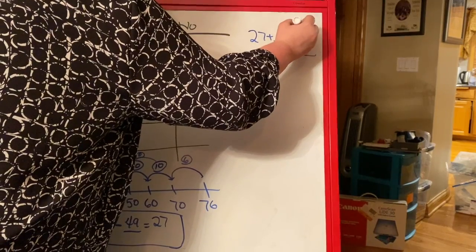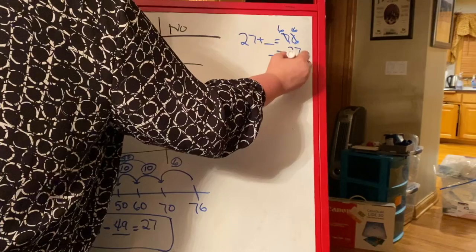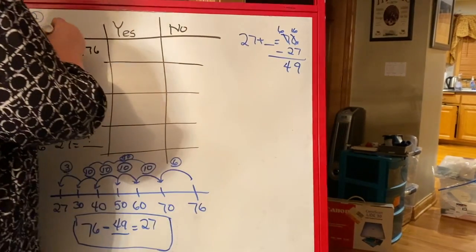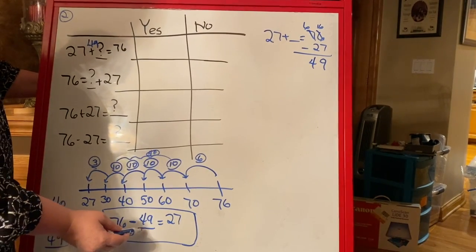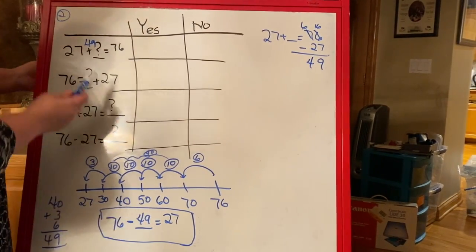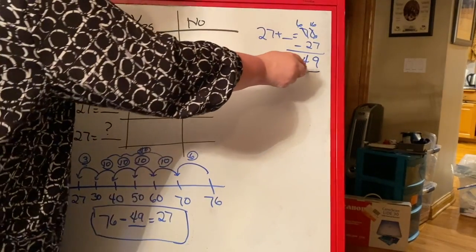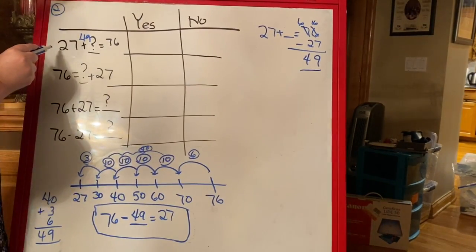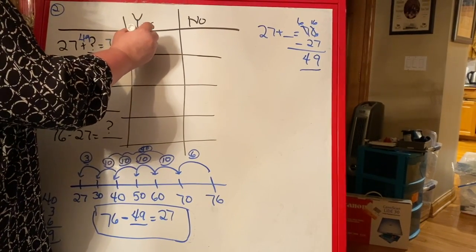We can't take 6 away, so we have to borrow a 10. 16 minus 7 is 9. 6 minus 2 is 4, so 49. So we know that this is our problem. 76 minus 49 equals 27. What is this? Would this fit in here if we put 49 in there from over here? Yeah, that would be actually part of the fact family. So we would circle this one in.